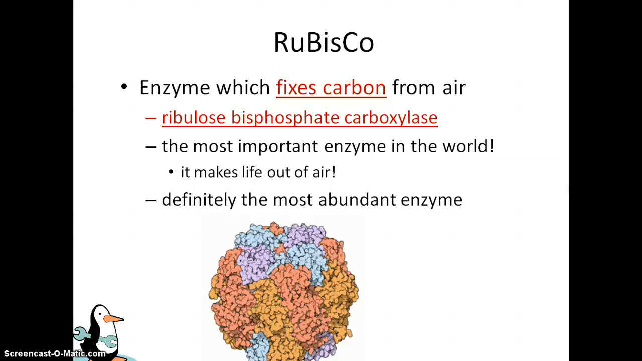Another actor in our Calvin cycle is this rubisco, which is the enzyme which fixes the carbon from the air and combines it with the ribulose bisphosphate. Rubisco, ribulose bisphosphate carboxylase, is really considered, according to some of our textbooks, the most important enzyme in the world, because it actually is creating organic compounds, which then are the source of energy for life, out of air, from the carbon dioxide in air, which is a pretty amazing process if you really think about it. And it's definitely the most abundant enzyme.